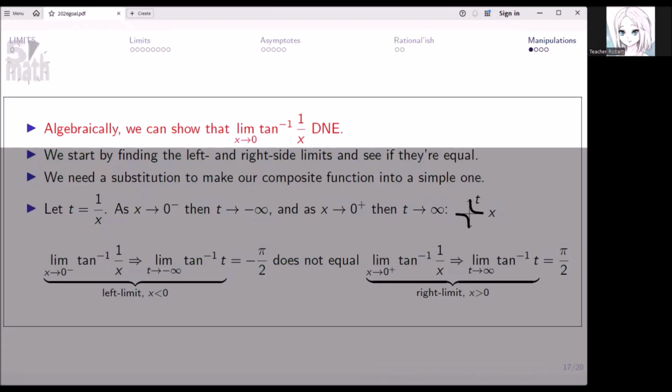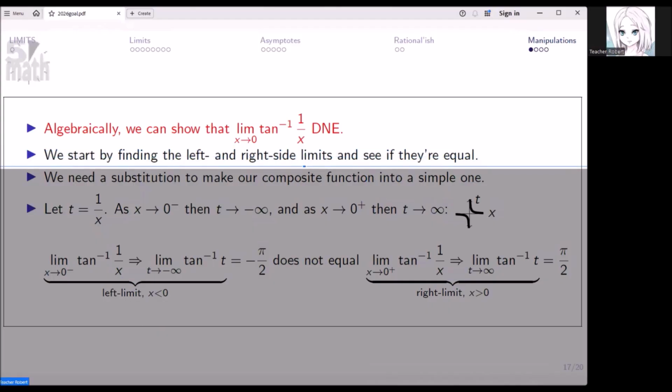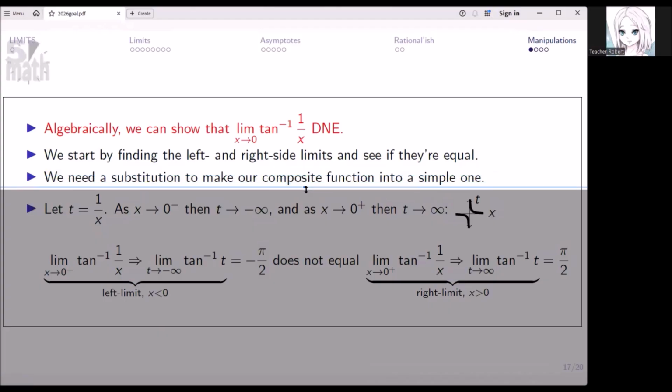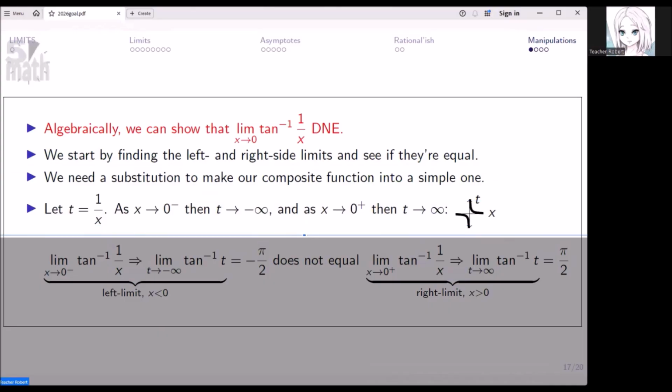Algebraically, we can show that limit as x approaches 0 of arctan of 1 over x does not exist. We start by finding the left and right side limits and see if they're equal. We need a substitution to make our composite function into a simple one. Let t equal 1 over x. As x approaches 0 from the negative, then t approaches negative infinity. And as x approaches 0 from the positive, then t approaches infinity.